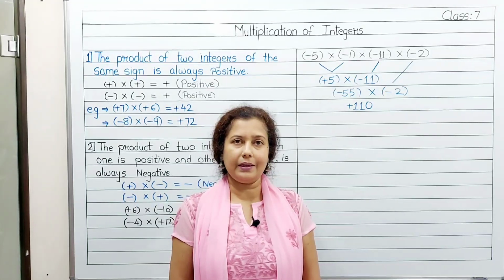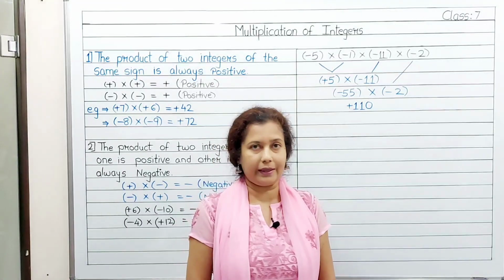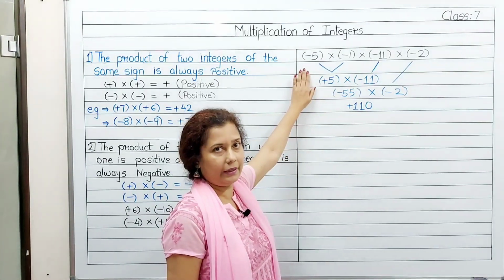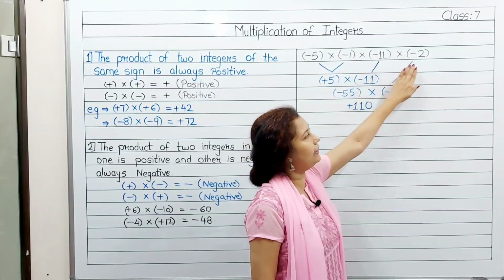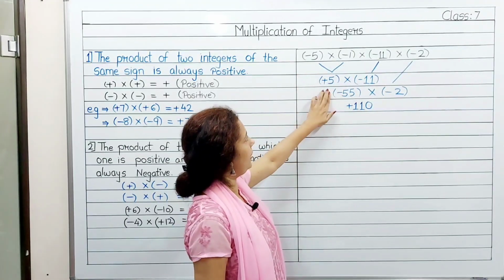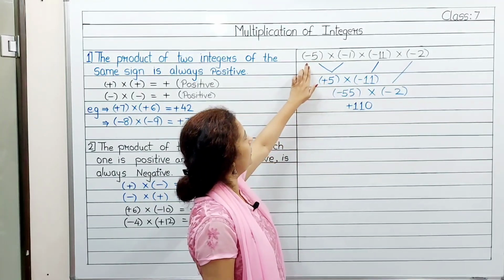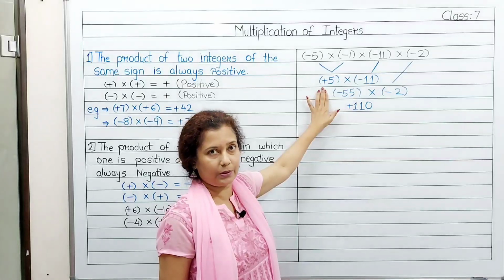Now we will multiply an even number of negative integers and see what result we get. So in the first example, I have taken 4 negative integers, minus 5 into minus 1 into minus 11 into minus 2. So 5 into 1 is 5. Both are having the same sign. So here minus minus, we will get the product as positive.